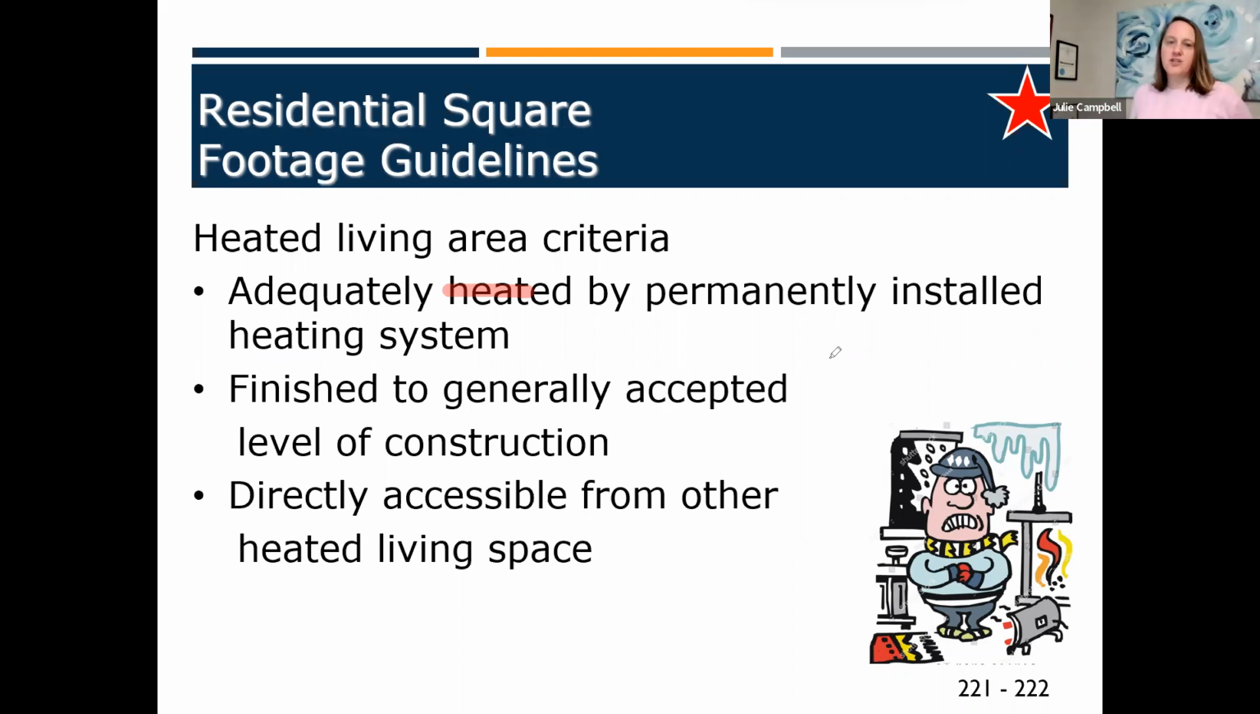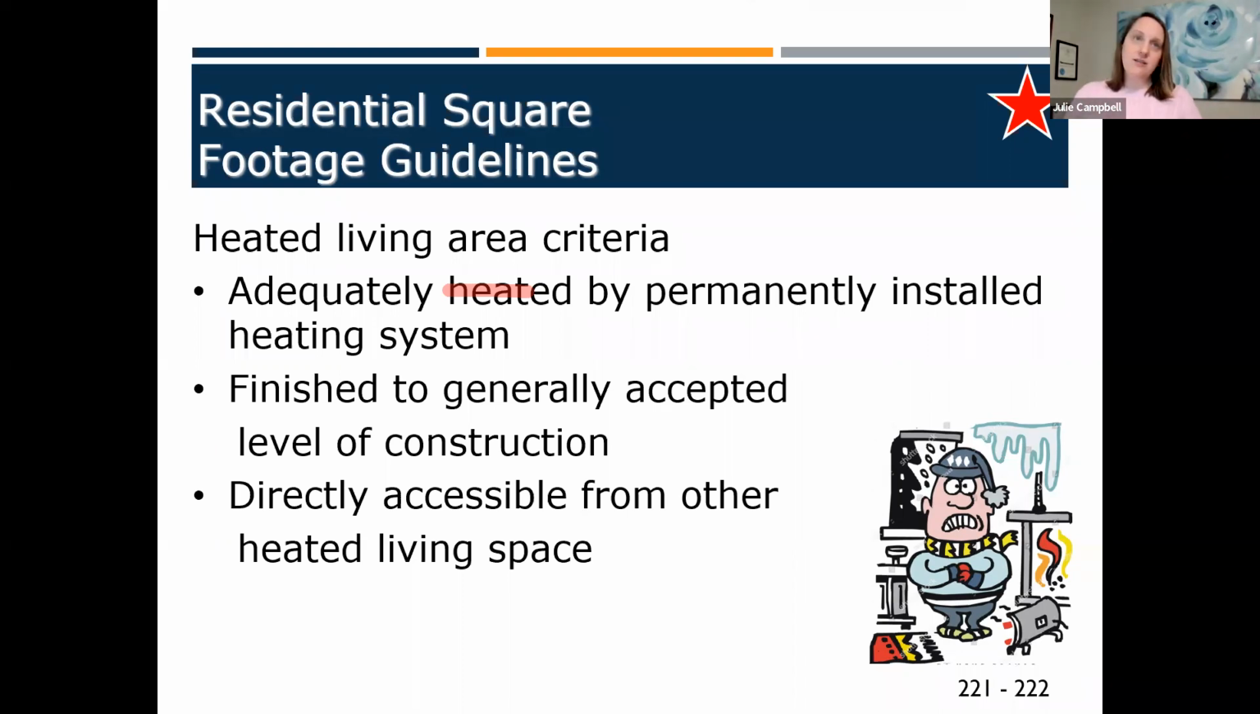It's got to be finished to generally accepted level of construction. I have got to have finished floors, ceilings, and walls. If we're looking at studs, if we're looking at plywood or plyboard, I can't count it in my total heated living area. It's got to be finished.